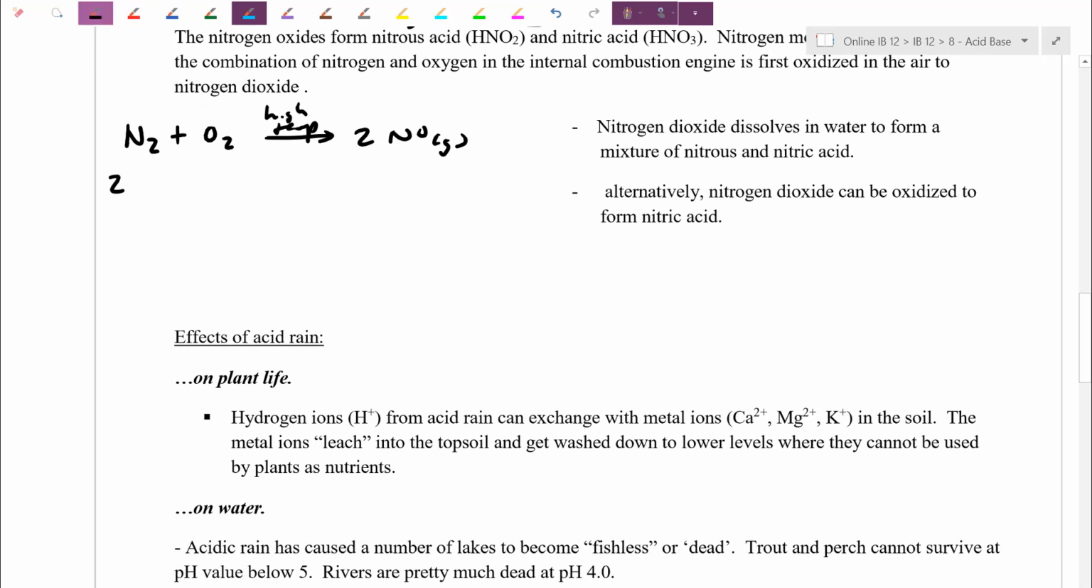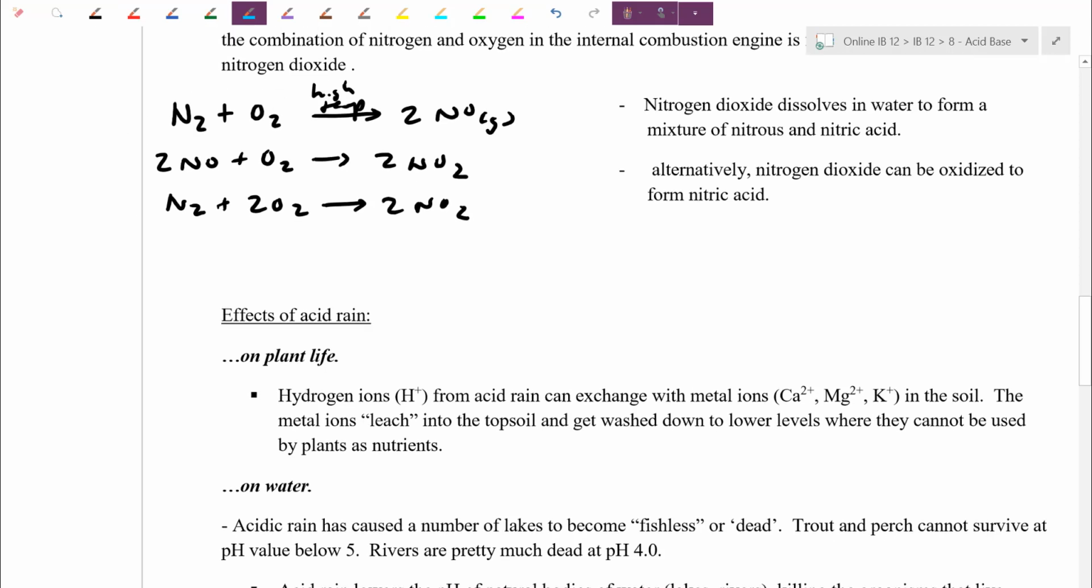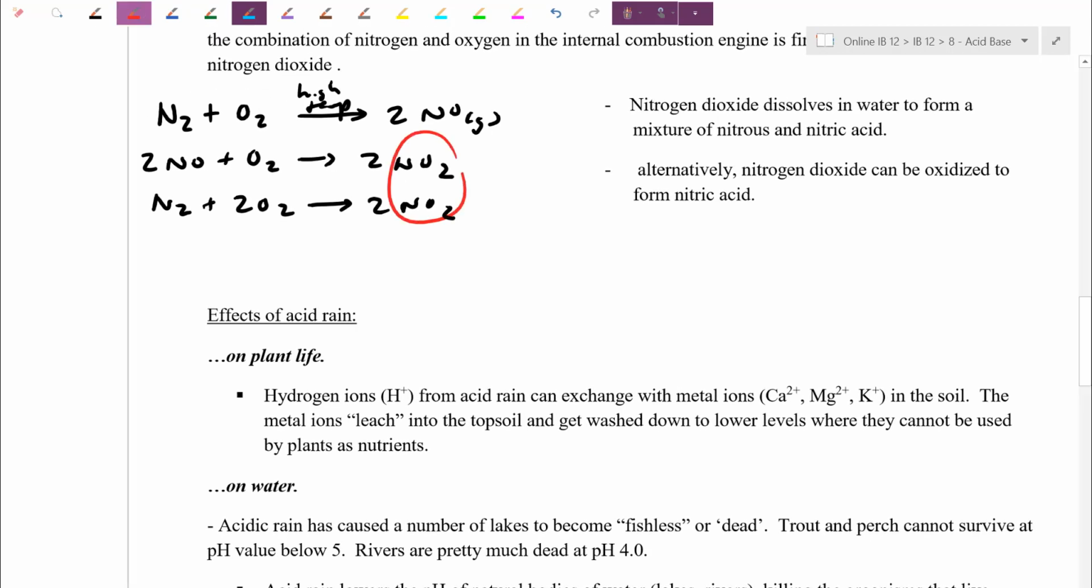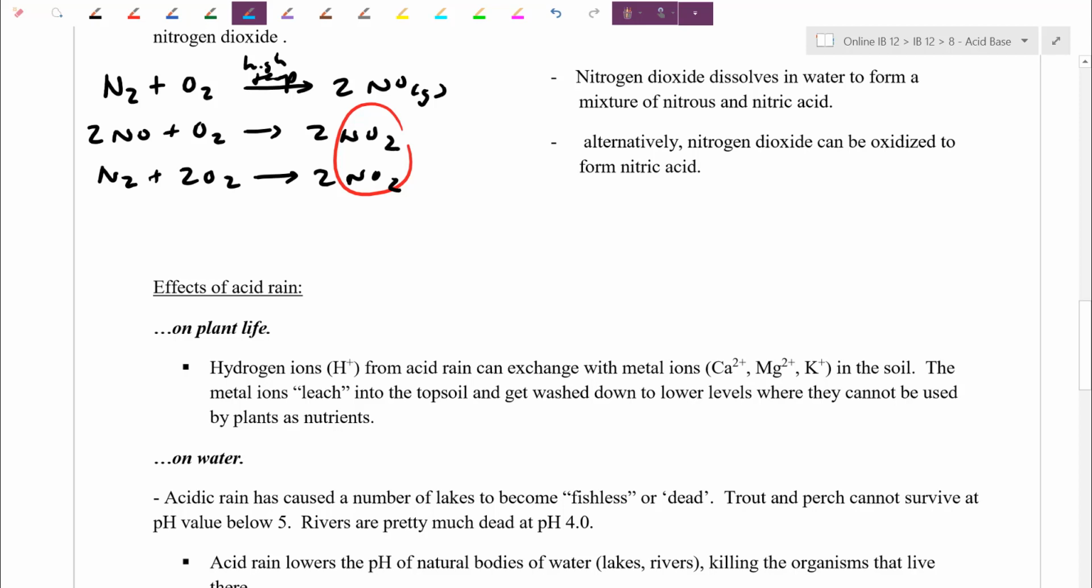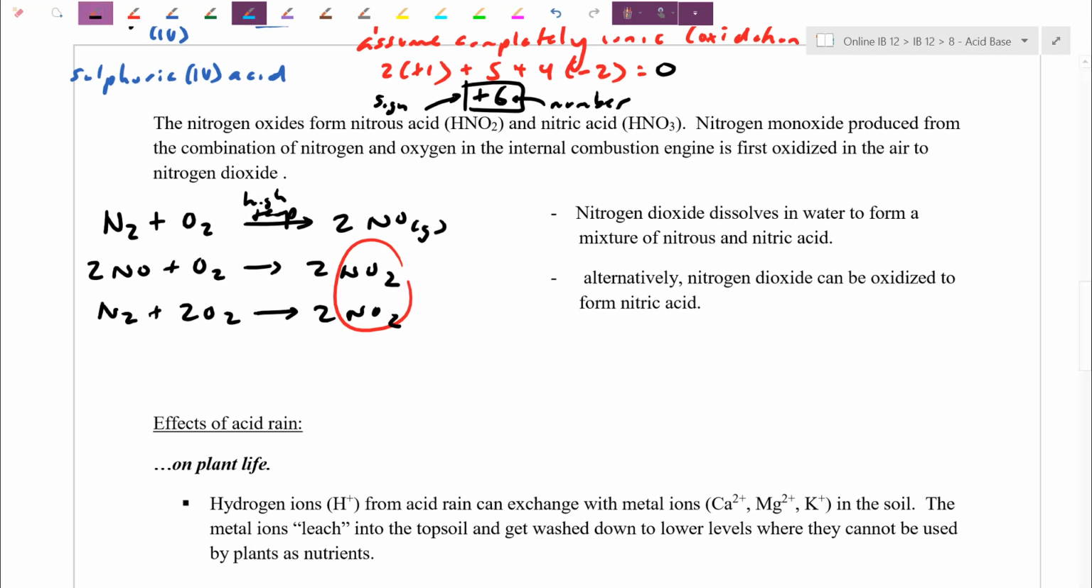So what's going to happen is either the 2NO just oxidizes further and becomes 2NO2, or it could be N2 reacting with oxygen in a slightly different ratio that ends up giving 2NO2. In both cases, we end up making NO2. And what's the trouble with NO2? If you remember from our equilibrium chapter, we looked at an N2O4 equilibrium with 2NO2. NO2 was actually a brown colored gas. So just having these NO2, even forgetting about acid rain, will end up forming a brown smog in our atmosphere. So not the greatest for our health.